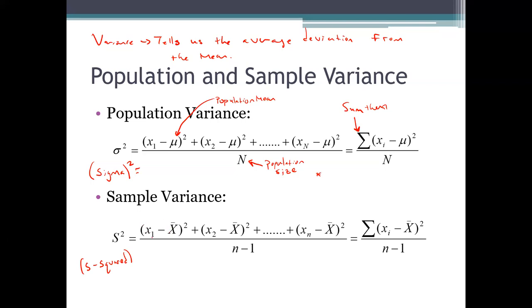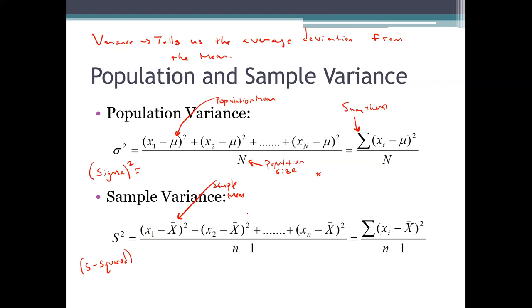So you're going to take the first x value in the data set and subtract away the sample mean. You're going to square it. Then you're going to go to the next value in the data set, subtract away the mean and square it. And then you keep going till you get to the last value in the data set. Subtract away the mean, square it.